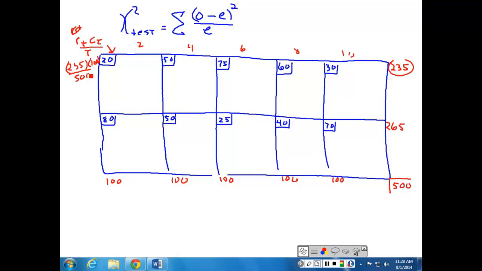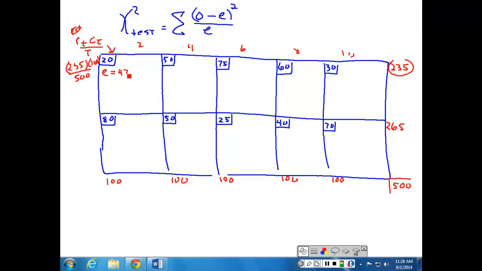Is that going to be 47 on the top? Okay, so that's my expected value in this cell. In the next one, well, since I have 100 here and 235 there, it's going to be exactly the same. If this weren't a 50-50 split, these would change across here.